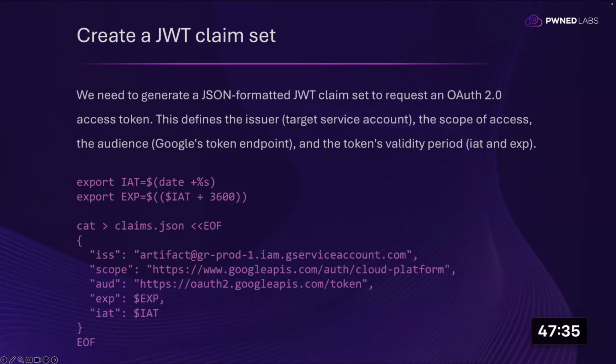So let's go ahead and create the JWT claim set first. This command here effectively creates a very basic skeleton claims.json. The target email is the artifact service account, the one that we have the sign JWT permission on. And then we're just making sure that the expiry dates are valid as well. So let's go ahead and run that command.